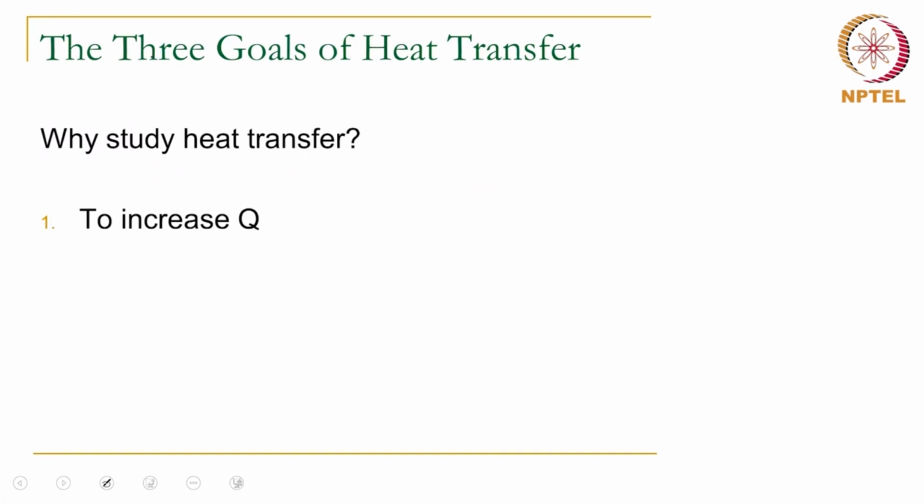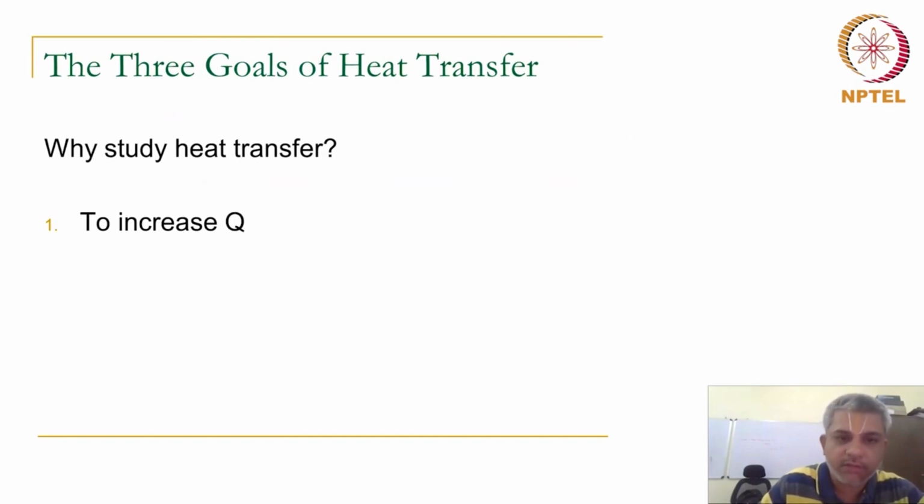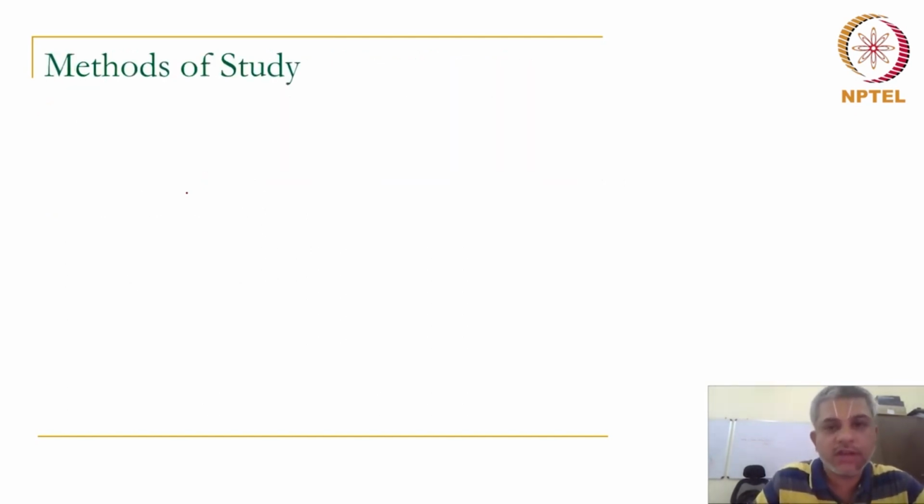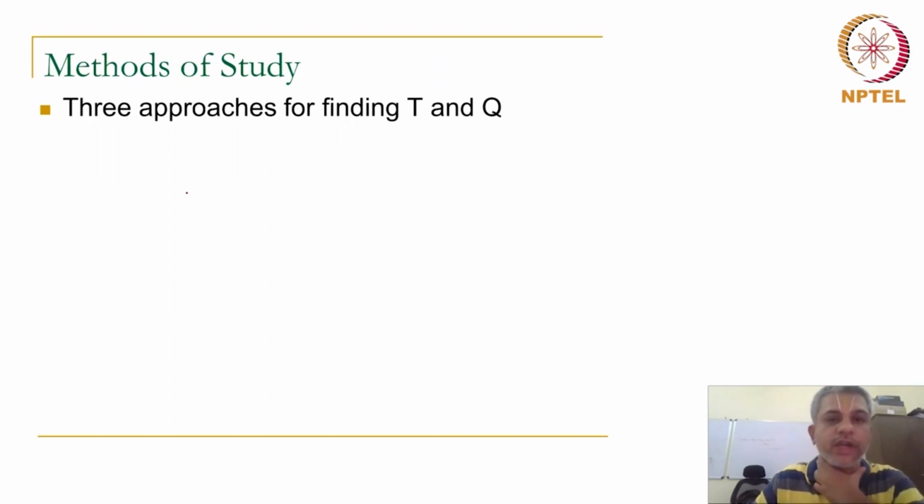One is to try and in any application increase heat transfer. In other cases, you want to decrease the heat transfer. And finally, in some cases, you simply want to control the temperature. Now, how do we study this? If you want to increase the heat transfer, you need to find out the temperature and the heat transfer rate. This is basically what all of you would have done throughout our heat transfer course, which all of you would have taken earlier. So we have three approaches.